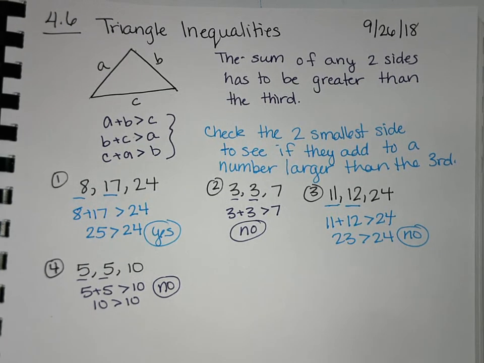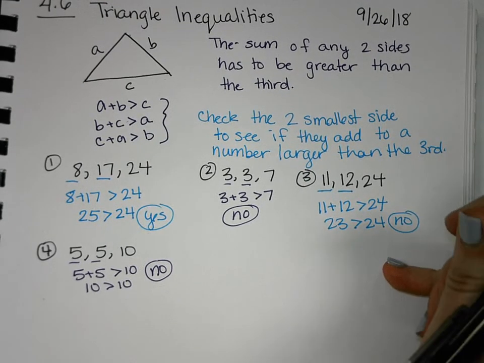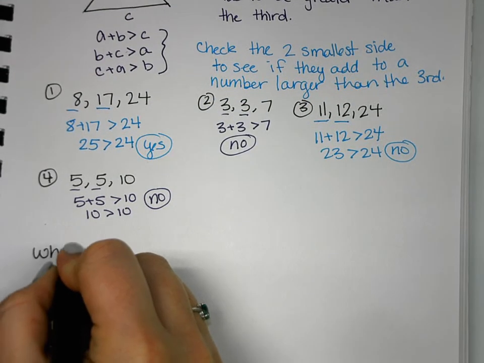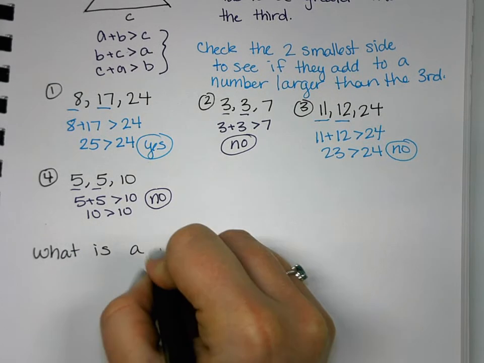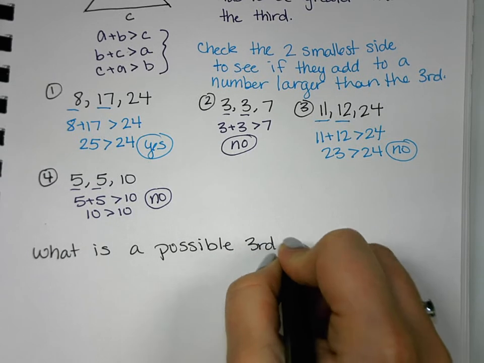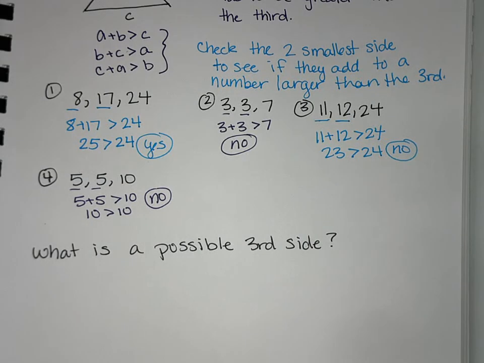Okay, one of the other things we're going to do with our sides of a triangle, besides test numbers to see if they make a triangle, is we're going to be asked what is a possible third side. So what they'll do is they'll give you two sides of a triangle, and you need to find what the possible third side could be that could actually make a triangle. So when we do this, you're going to set up two inequalities.